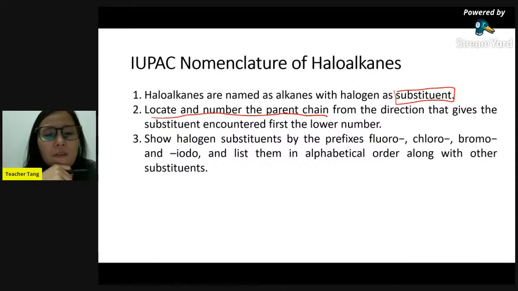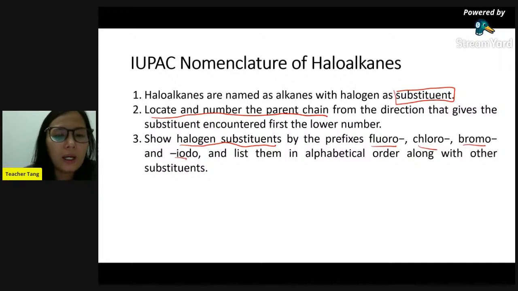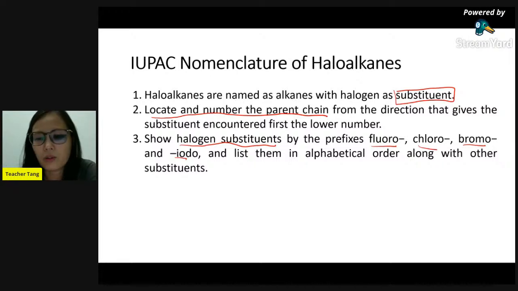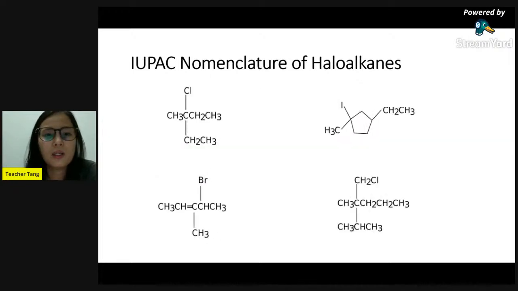For the haloalkane, when the halogen becomes the substituent, if we have fluorine, it is fluoro, chlorine, chloro, bromine, bromo, and iodine, iodo. And then we need to name them in alphabetical order with the other substituents. So now, shall we move on to look at how to name the haloalkane? It's just like how you name your alkane.